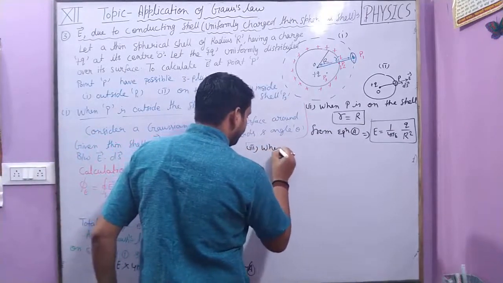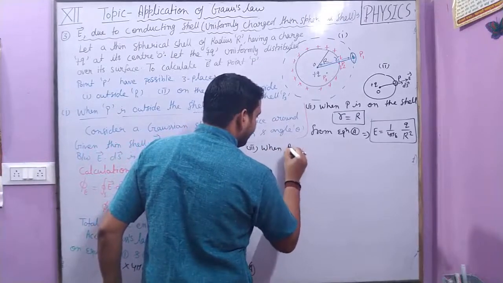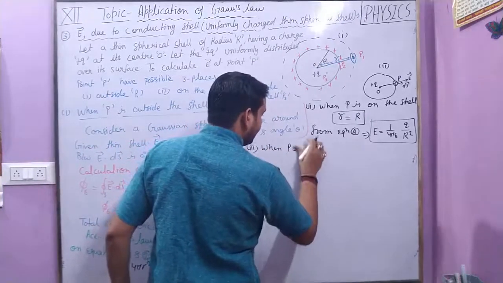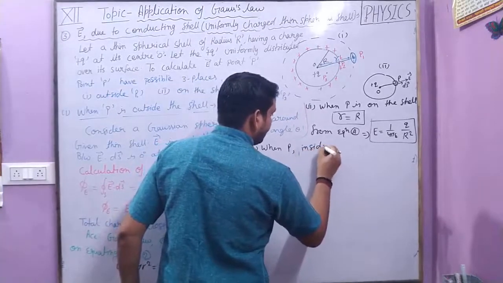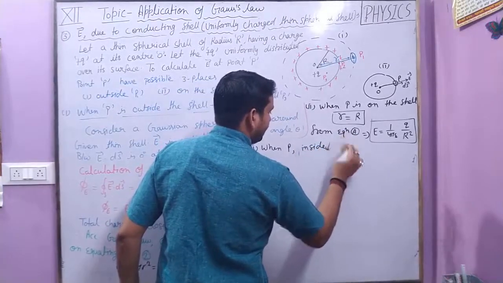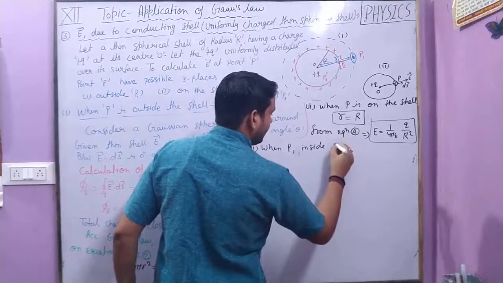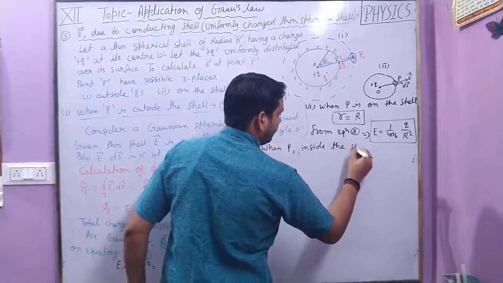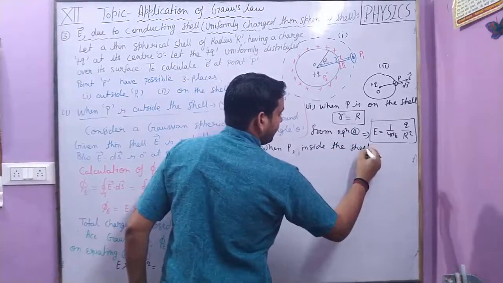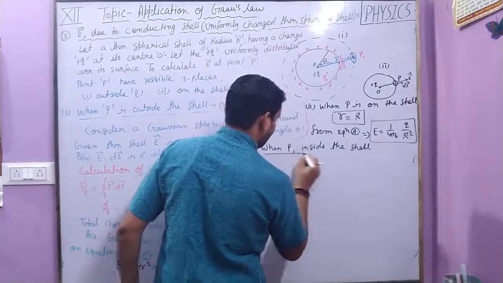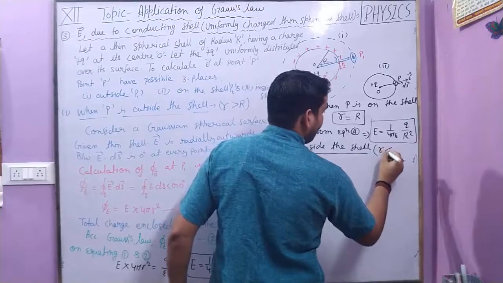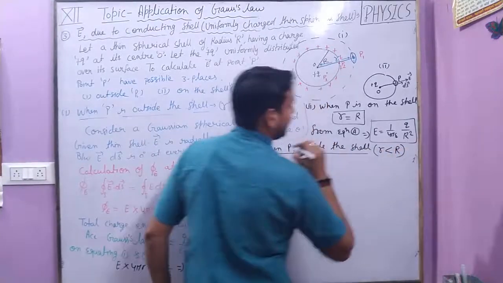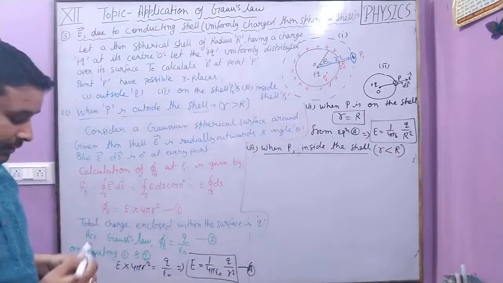when P is inside the surface, inside the cell, okay, which means small r is smaller than capital R. This is the third situation.